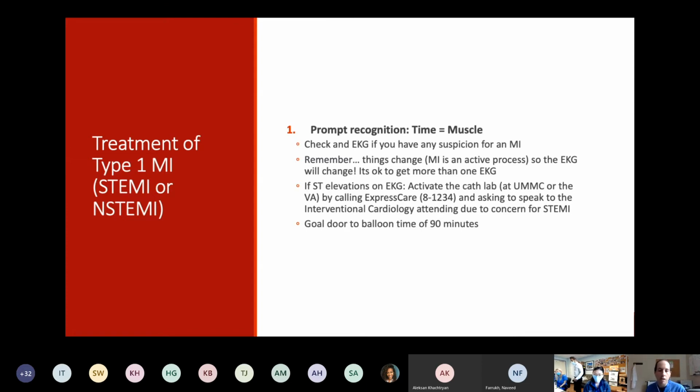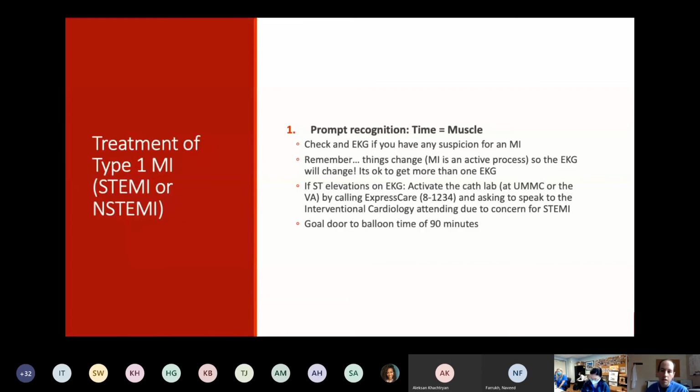So if you have a very high concern for somebody, just leave the EKG stickers on them. I mean, leave the machine on them if it's happening that quickly, and just have the nurse literally check an EKG every time they get chest pain. We are looking for dynamic changes as well.